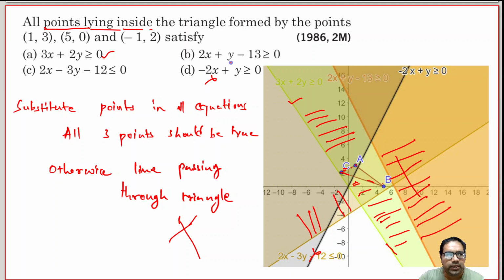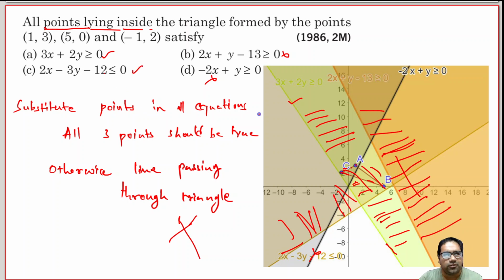And in option B, we are talking about this region. Clearly, the triangle is not in this region. The triangle is on the other region. So this is also false. And 2x minus 3y minus 12, that is this one, this line, this region. Yes, the triangle is within this region. So this is also true.